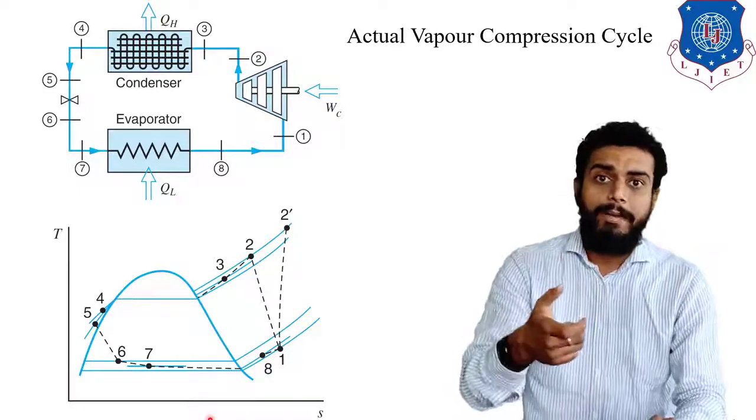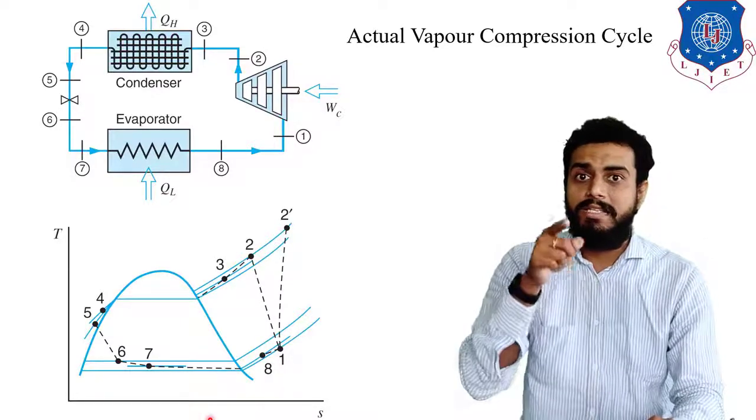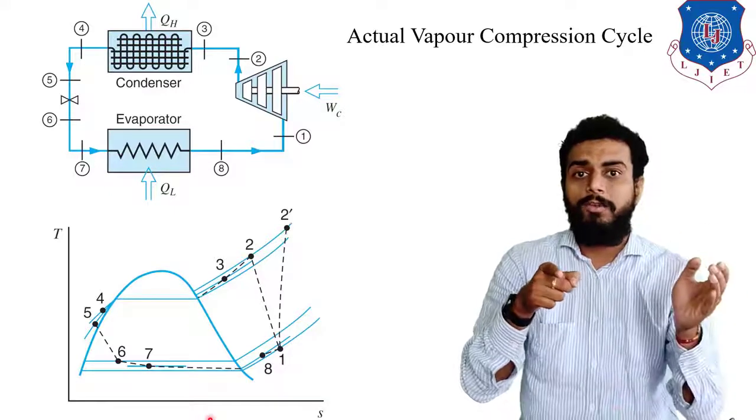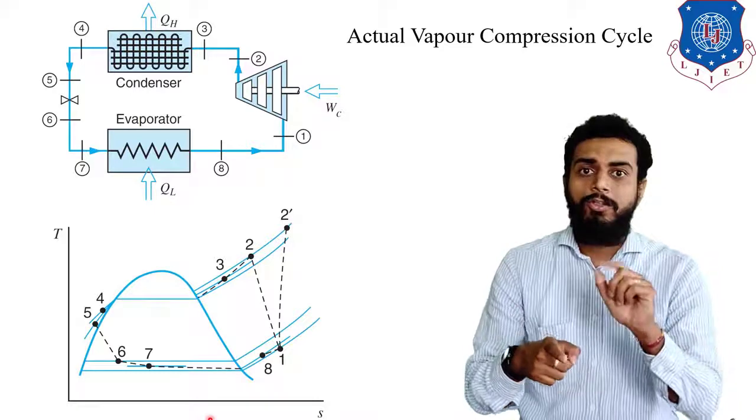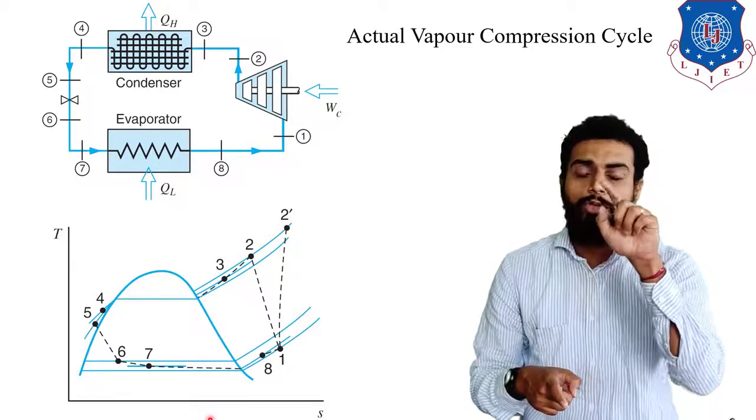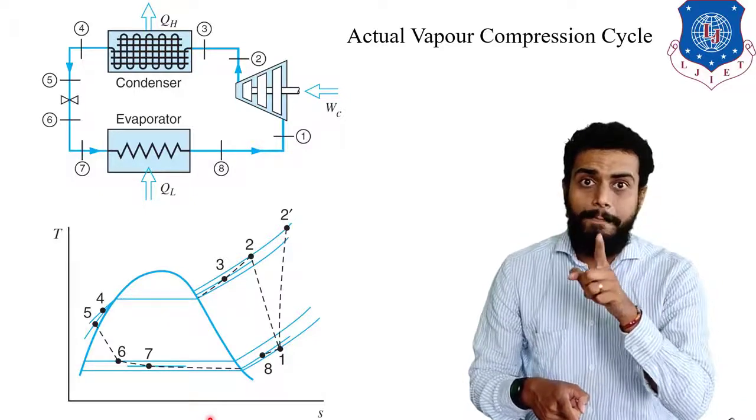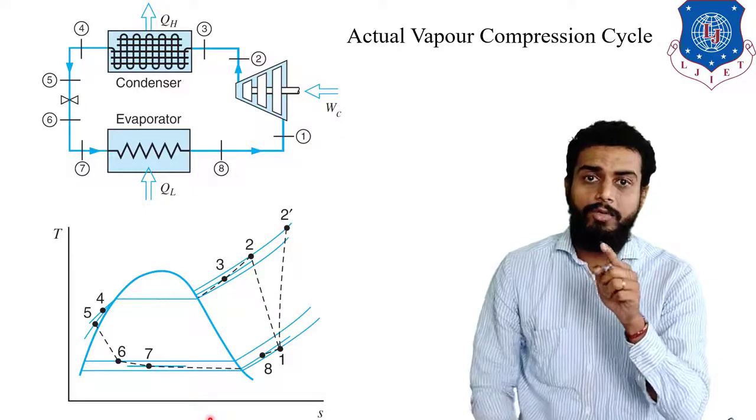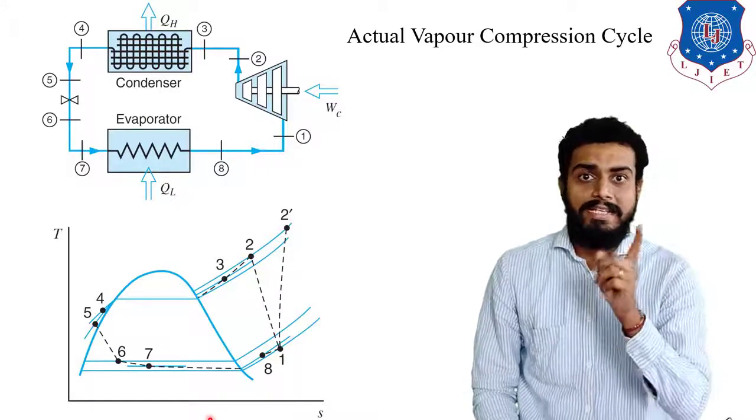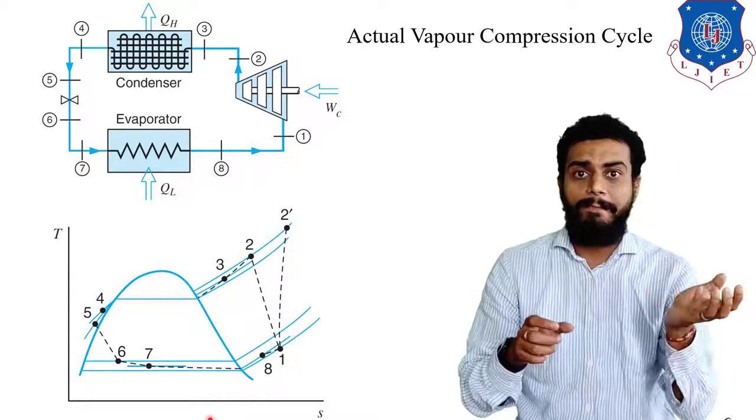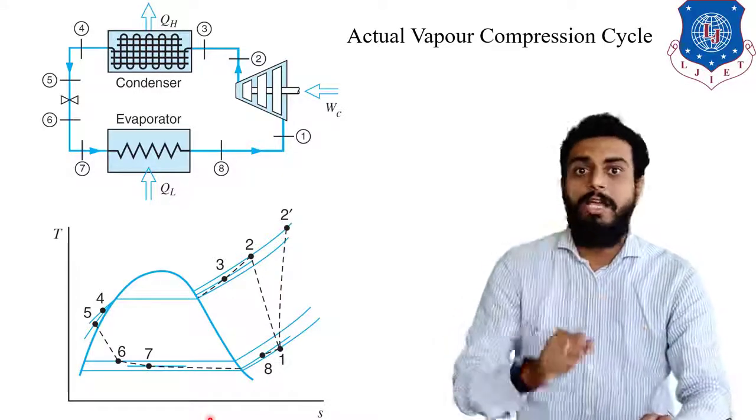So what will happen as a consequence? Simple. If heat is transferred from the atmosphere to the refrigerant, then the entropy will increase. That can be shown by the 1 to 2 dash line, the dotted line, right? So you can observe that entropy is increasing. The 1 to 2 dash line is going towards the outward side. So heat has transferred from the outside ambient to the compressor refrigerant. In that case, this will happen.